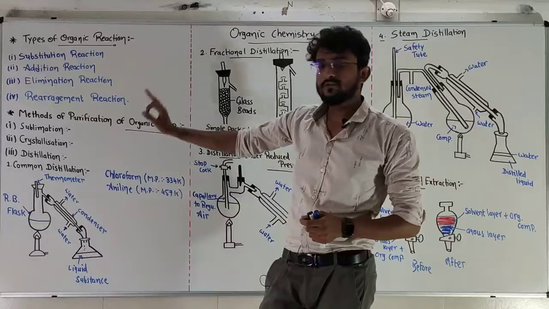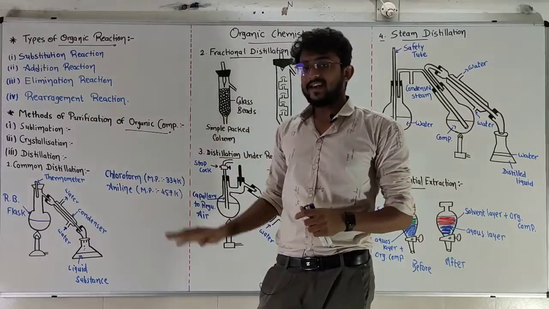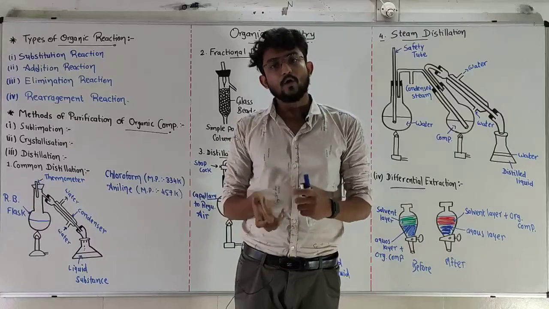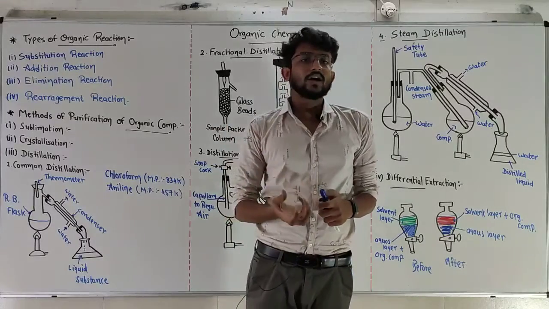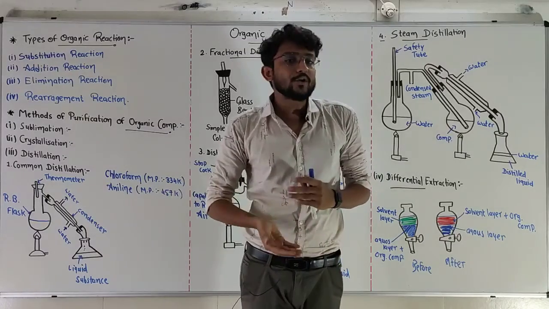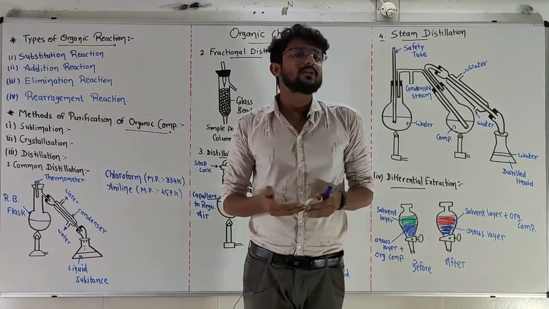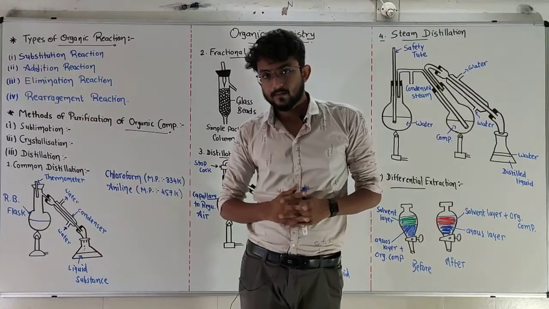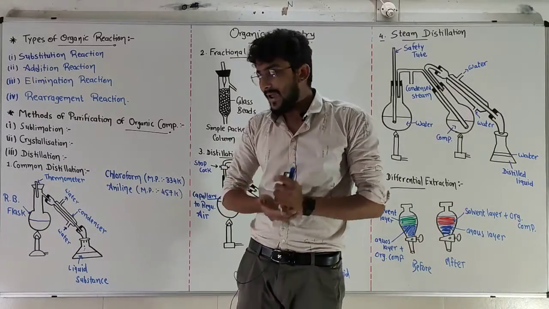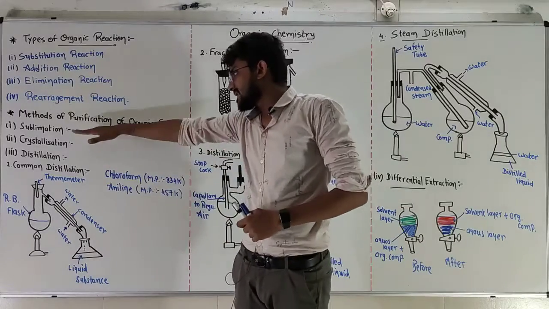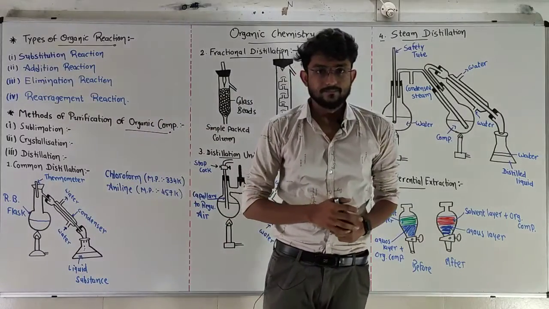Our next big important topic is the methods of purification of organic compounds. How can we purify our organic compound? Because we are obtaining our organic compound from raw materials, there will be other impurities and we have to remove those impurities to make it pure up to 100%. So the first method to purify our organic compound is sublimation.